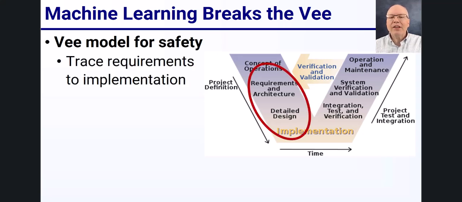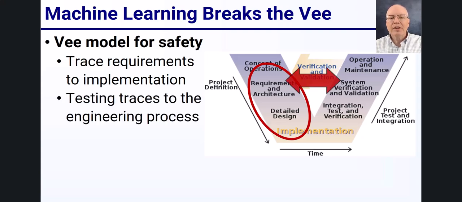And you go down the left-hand side of the V, starting with a high-level idea of what you're building, and then refining it down to implementation. An important thing here is you're tracing down the left-hand side. The requirements match the concept of operations, the detailed design matches the requirements, the implementation matches the detailed design. So you have a really strong belief that as you go down the left-hand side, the implementation actually builds the thing that you wanted to build.